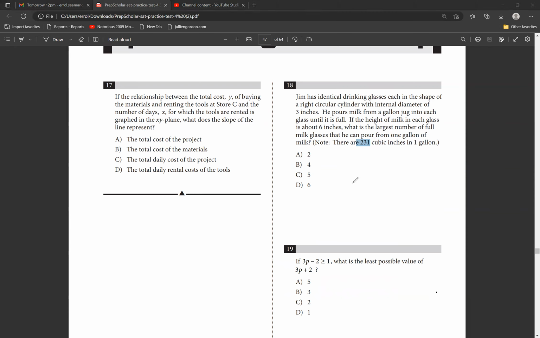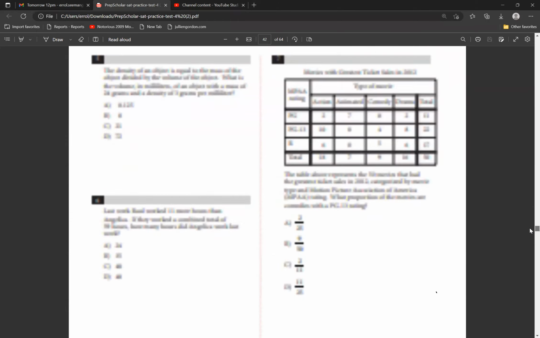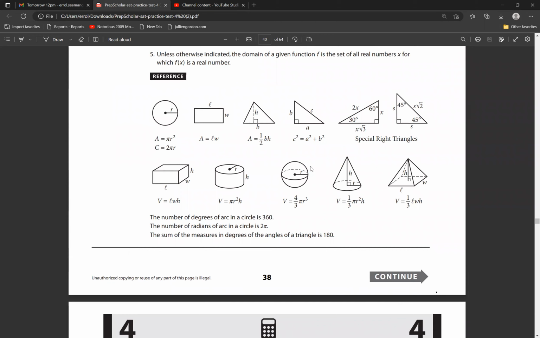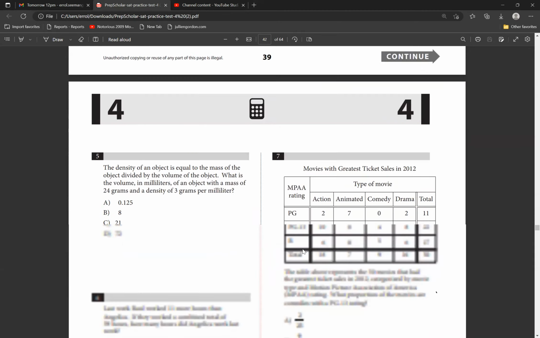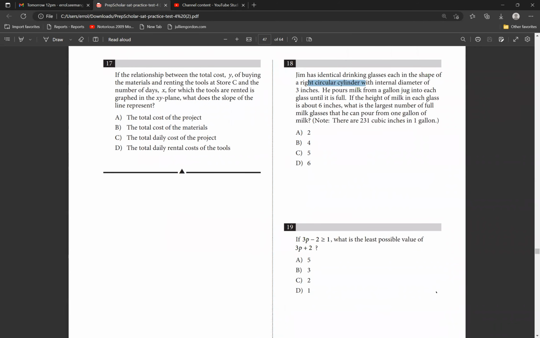Shape of a right circular cylinder. Is that a right circular cylinder? I think there are diagrams at the front. Oh, yeah, there is. So we're looking for the shape of a right circular cylinder. Which one? This one? The right circular cylinder is this one, right? Yeah, that one. Okay. Volume equals pi r squared h. All right, so let's draw that. Here's your cylinder. Something like that.